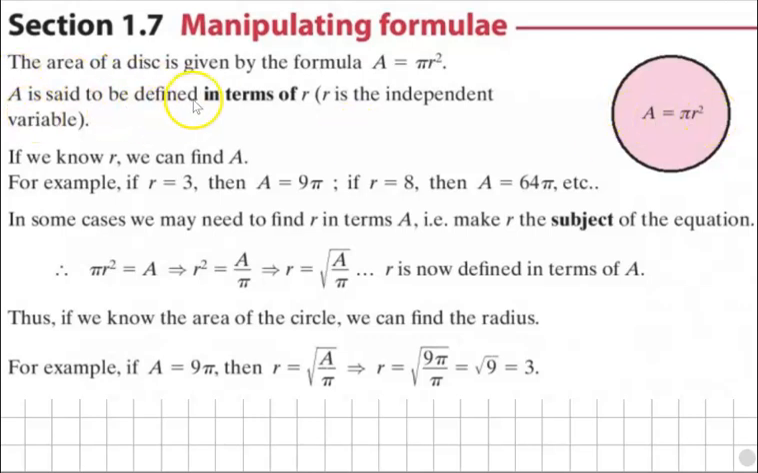A is said to be defined in terms of r. R is the independent variable. So we can say that A is the subject of the formula. If we know r, we can find A.